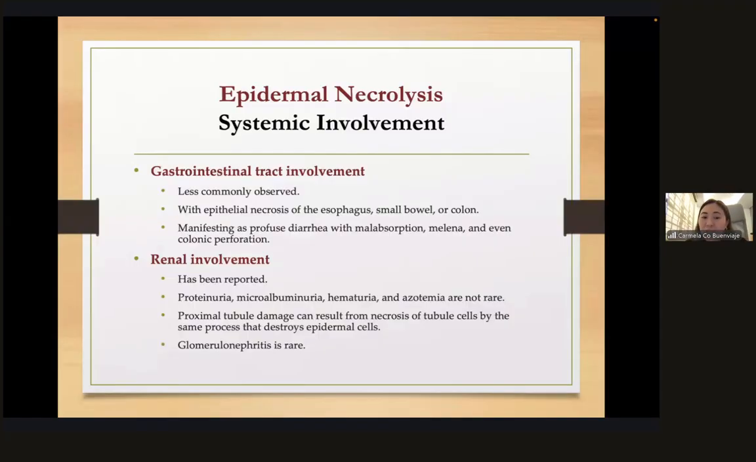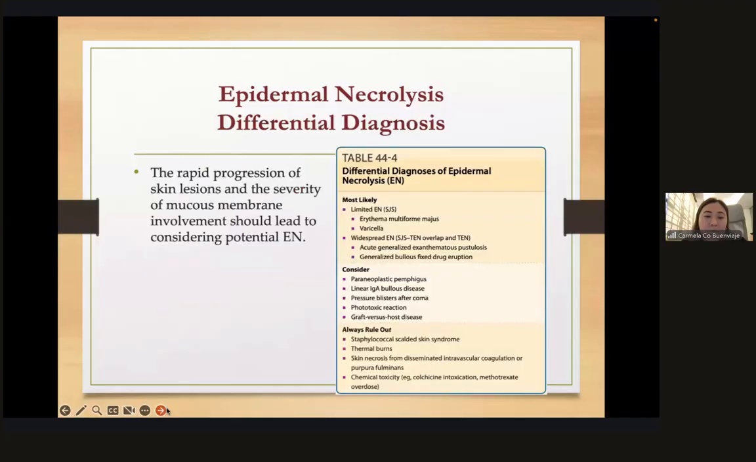And then renal involvement has also been reported. This presents with proteinuria, microalbuminuria, hematuria, azotemia, and these are not rare. So proximal tubule damage can result from necrosis of tubule cells by the same process that also destroys the epidermal cells. So the way that the epidermal cells are having necrosis, other organs can also present that way. But glomerulonephritis in particular is rare.